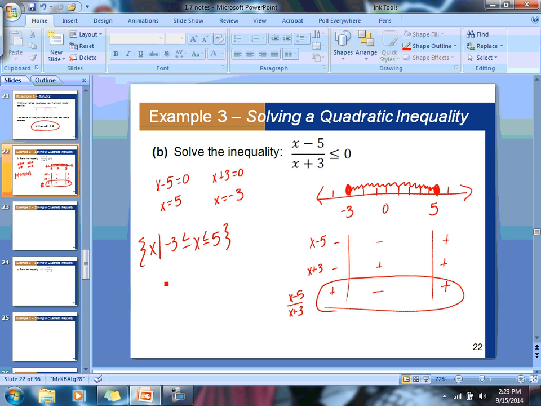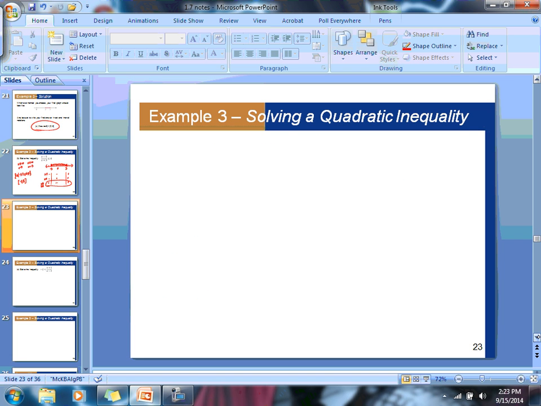Or I could write it in interval notation. Again, we're using those solid square brackets because we have less than or equal to. We have solid circles. Those numbers are part of our solution. Okay, and that was just extra space if we needed it.